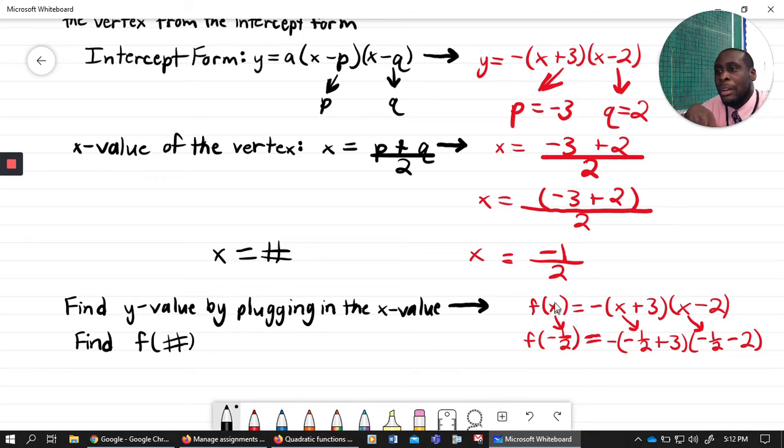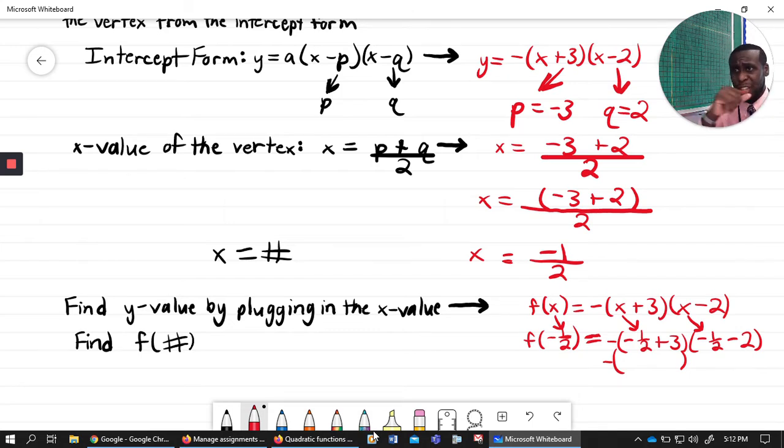All right, so everywhere you see x, you're going to replace that with the -1/2. And so we do that, and from here, let's go ahead and calculate it. Alrighty. So let's see. First off, that says negative. It's still negative right now. All right, -1/2 plus 3. That's going to give us 2.5.